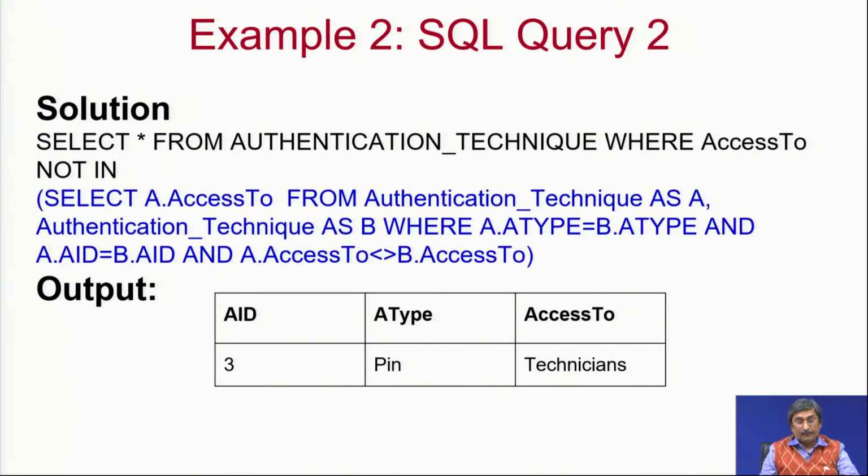The same thing for the second query, if you think about it. It was said that the group of users should not have different access types. The manager had a face access type as well as a password access type, and similarly the employee had probably a fingerprint access type as well as a password access type. So technicians was the only group of users for whom only one type of access was provided, which was PIN. So only that particular row should come.